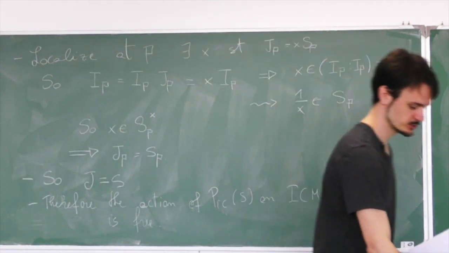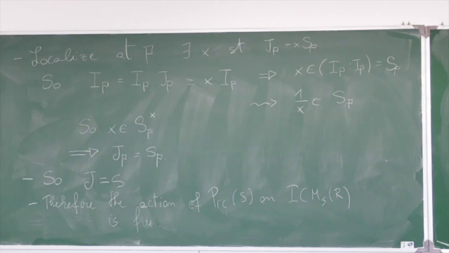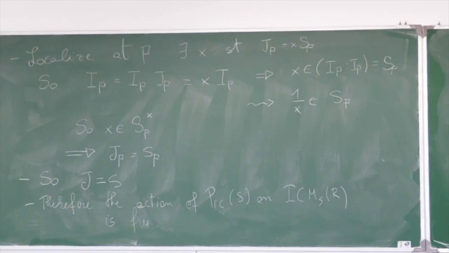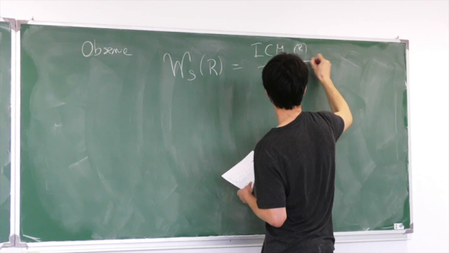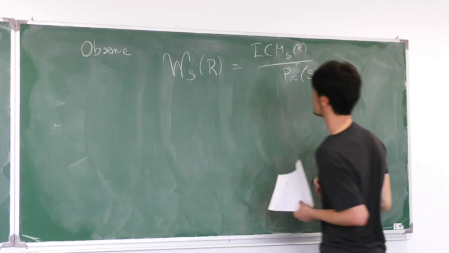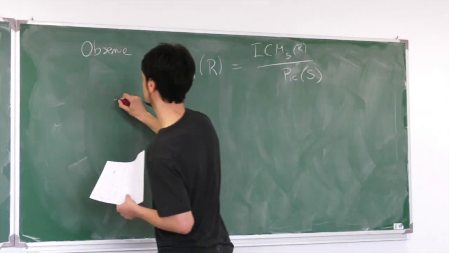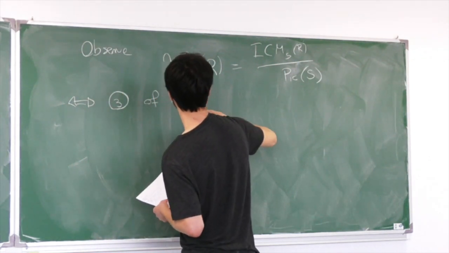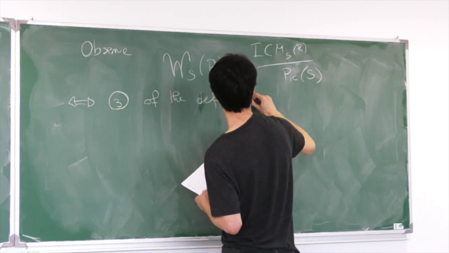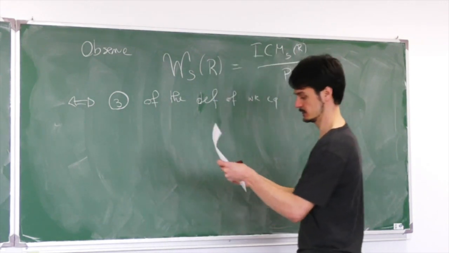And now, to conclude, we just need to show that the weak equivalence classes with prescribed multiplicator ring S are precisely the quotient of ICM_S(R) by this action. But this is something that we already know. So observe that W_S(R) being the quotient by the action by multiplication of invertible ideals of S is just a fancy way to write condition 3 of the definition of weak equivalence. So actually there is nothing else to prove. We are done.